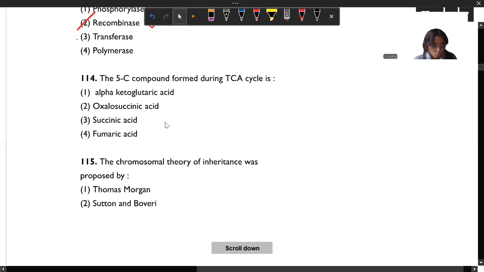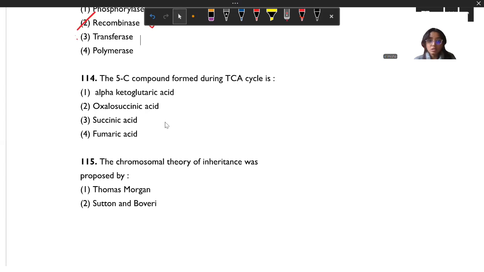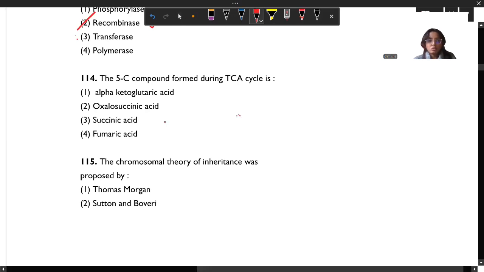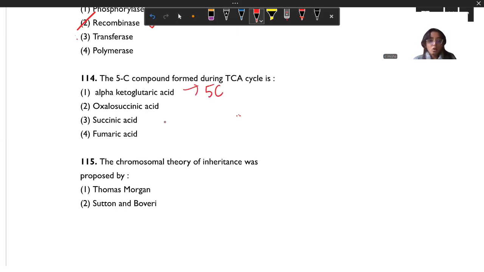Then moving on to question 114. It says, what is the 5-carbon compound which is formed in Krebs cycle? In the Krebs cycle, we have alpha ketoglutaric acid, which is a 5-carbon compound. The answer is the first option. This is very easy.